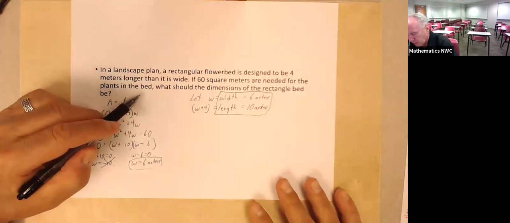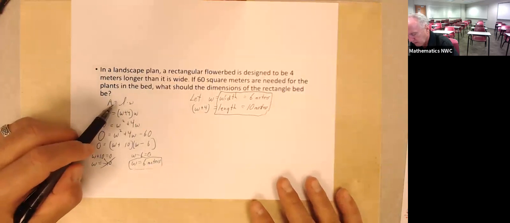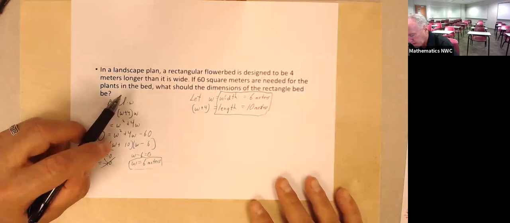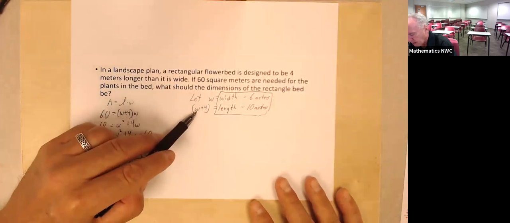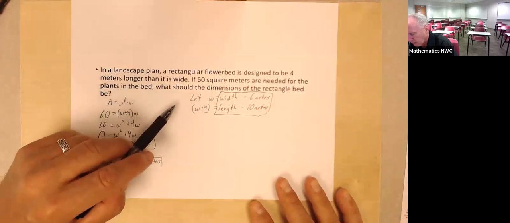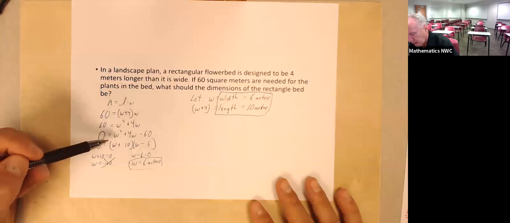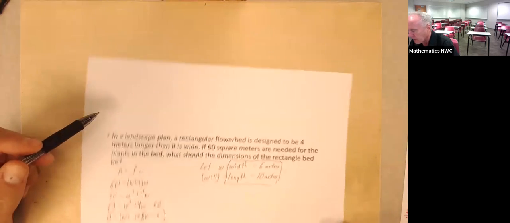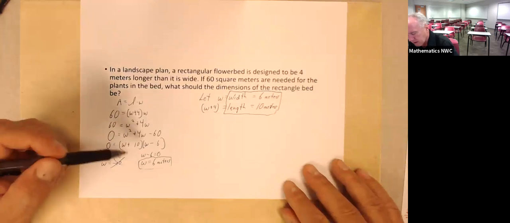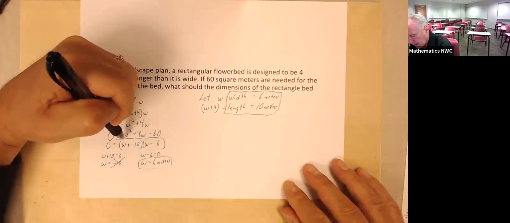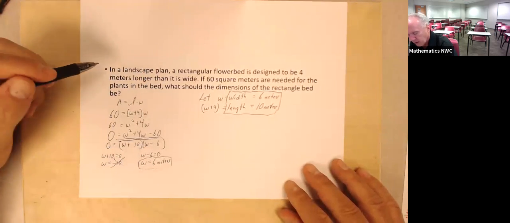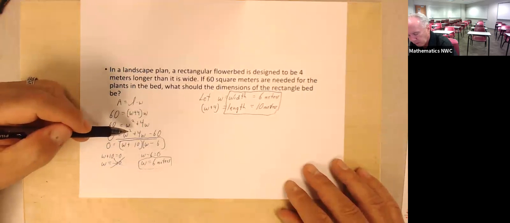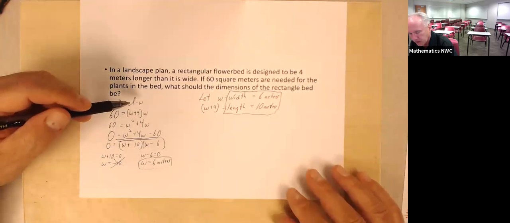Hopefully pretty straightforward for you. We just used an area formula for a rectangle to find our length in terms of our width, and then plugged it through. We did have a second degree equation. We solved it again using factoring. By the way, if this equation right here was not factorable, you would go to your quadratic formula, probably would be the next best choice.